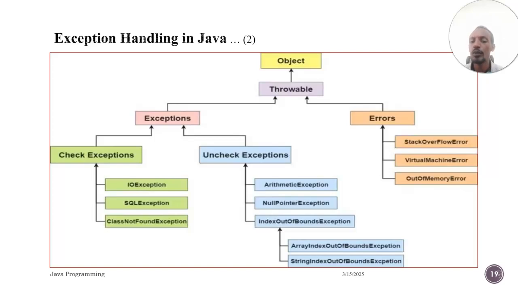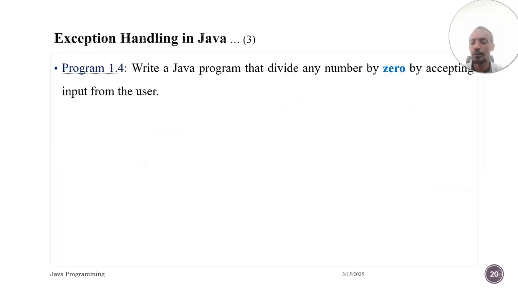Index out of bounds exception. An index is limited to some size. If it goes out of that bound, we call it an index out of bounds exception. These include array index out of bounds exception and string index out of bounds exception. These are all the categories of exceptions in Java.